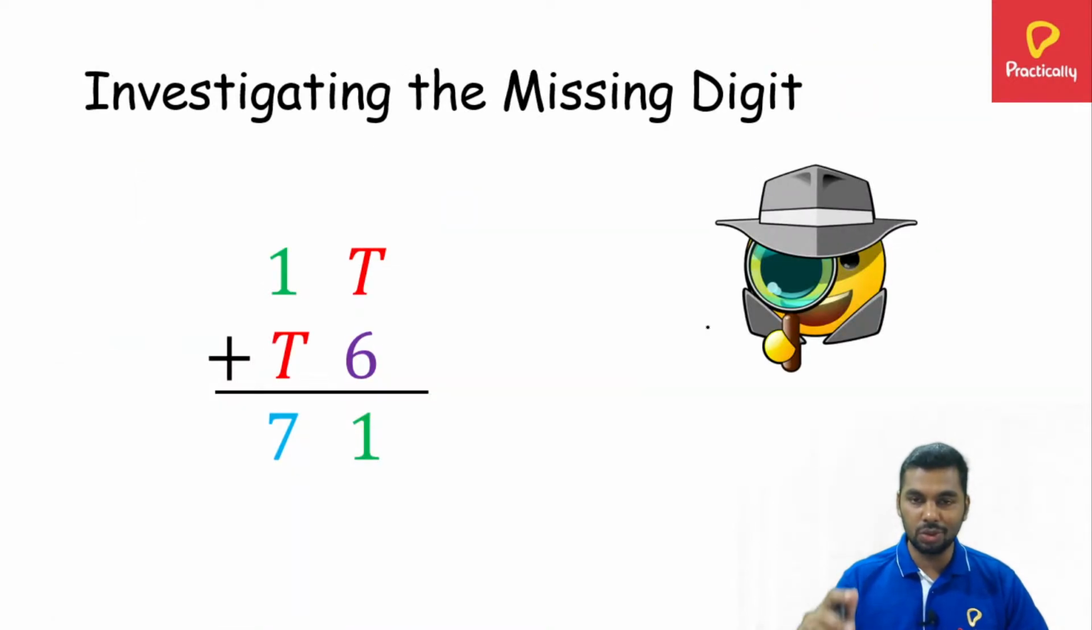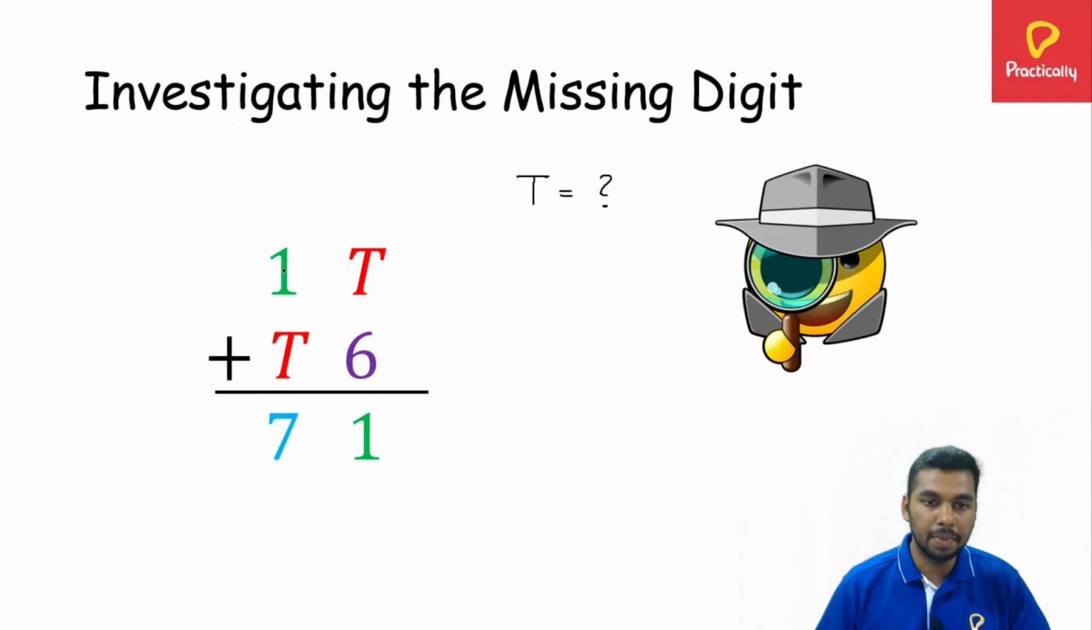Now I'm going to give you this one problem for you to solve. This was actually posted in the previous class. So anybody who has solved this, you have to tell me what is the digit that comes in place of t. I have given a summation. The number is 1t plus t6. The sum is going to be 71. You have to find what this digit is. It's a single digit. You have to say what digit comes here.